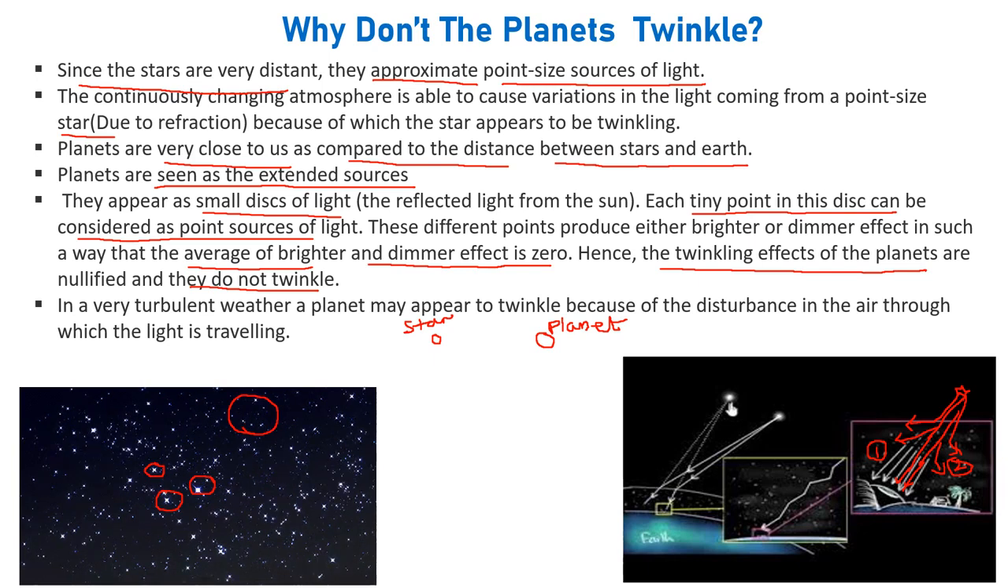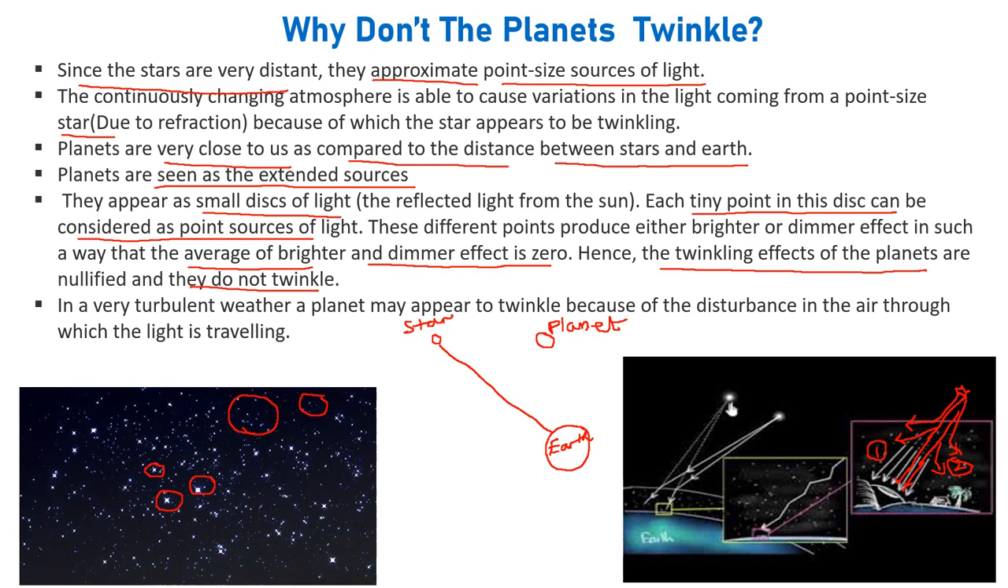Now if I see a star, these stars are very, very far away. If this is the Earth, then the distance between the star and the Earth is very large. Stars are far away as compared to the planets. Planets are close. So this is one of the reasons why planets do not twinkle.